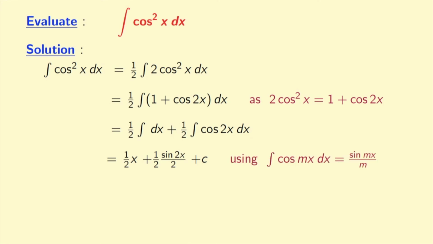In the second part, we have used this rule of integration, that is, integration of cos mx dx is equal to sin mx by m. Here m is 2.